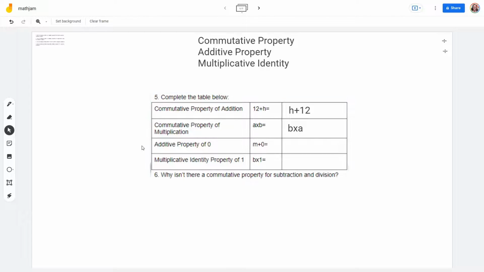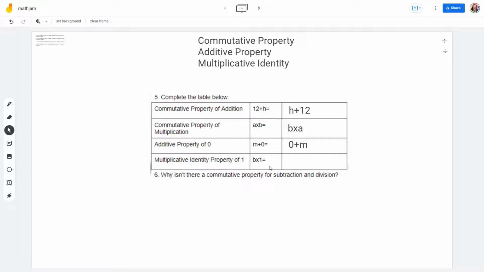Okay, and then we've got our additive property of 0, and they have here m plus 0. So we know that m plus 0 is still going to equal m. So we can show that here by also saying that 0 plus m is still going to equal m, because no matter what number we are adding to 0, it's still going to be the number that we added first. So remember, 0 doesn't have a value. So if m, let's say, stood for 15, our answer would be 15 if we were adding 0 to it. Okay, so let's take a look at the last one here.